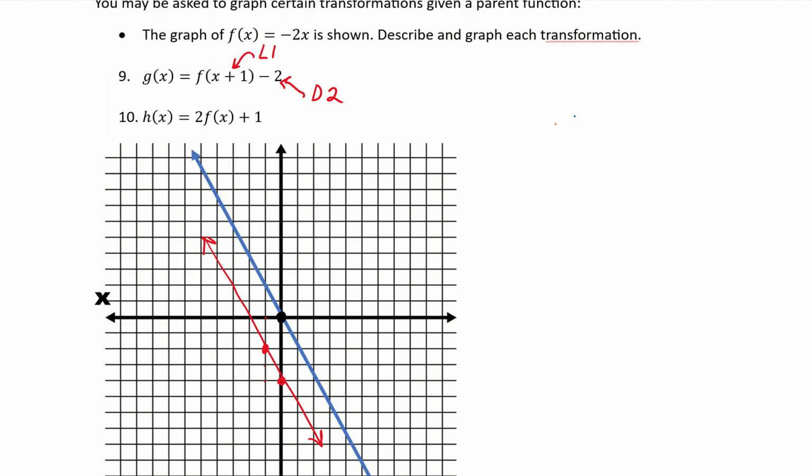All right. Here, I know I'm going to have to go up 1. And then I'm stretching by a factor of 2. So my slope is going to be multiplied by 2. So instead of a slope of 2, I'm going to have a slope of negative 4. So I can go down 4, 1, 2, 3, 4, over 1. And that's my new function. So this is going to be h of x.